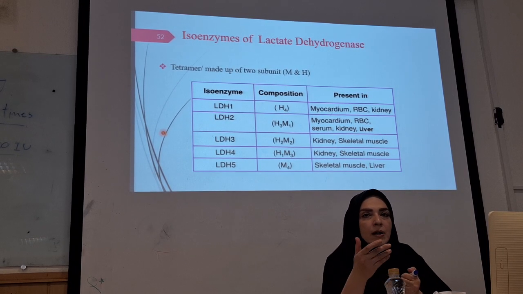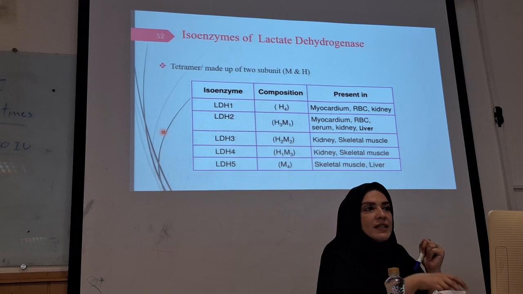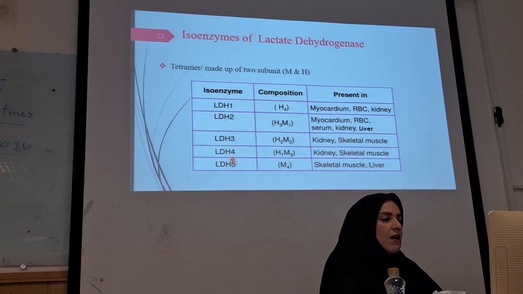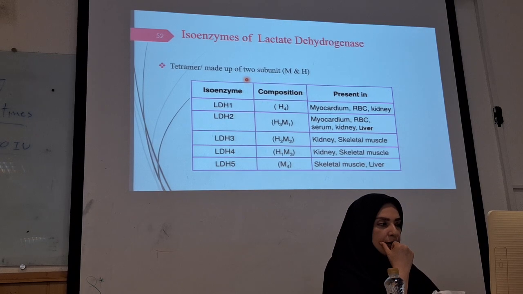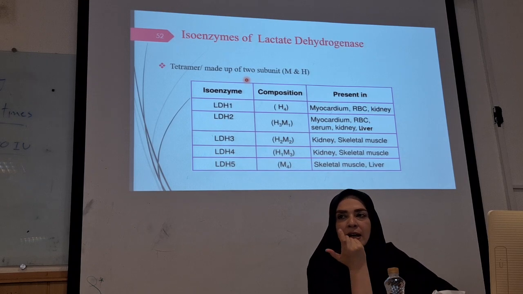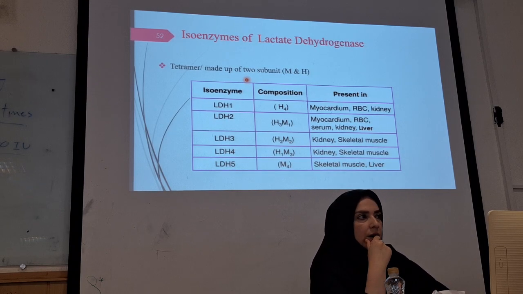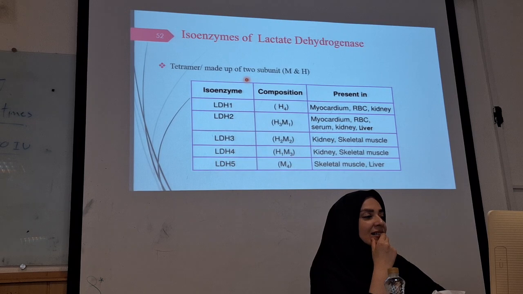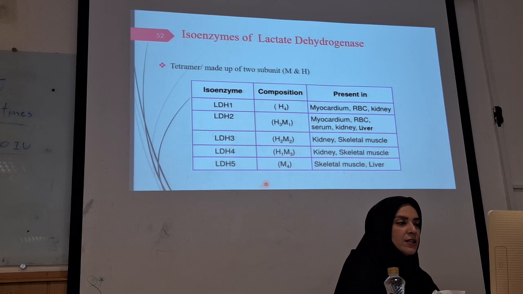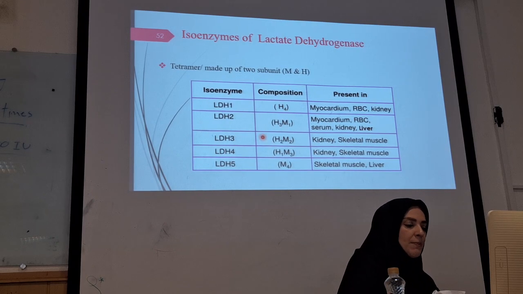So, for example, if you want to choose an isoenzyme for the skeletal muscles, or say the liver, which isoenzyme is important for the liver? LDH number 5. What about LDH2? Anemia? I want to evaluate the anemia. LDH1 and LDH2. Okay, so according to this tissue distribution, you can choose the best marker.